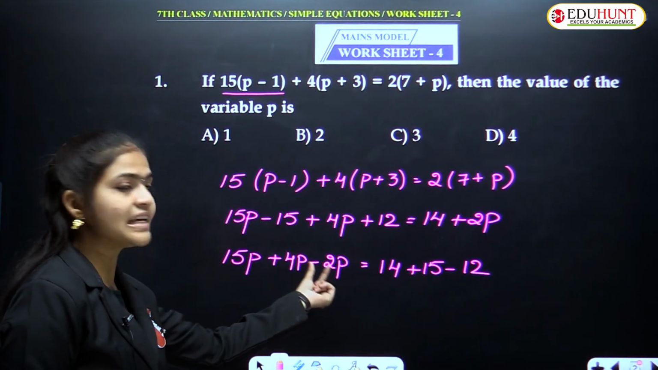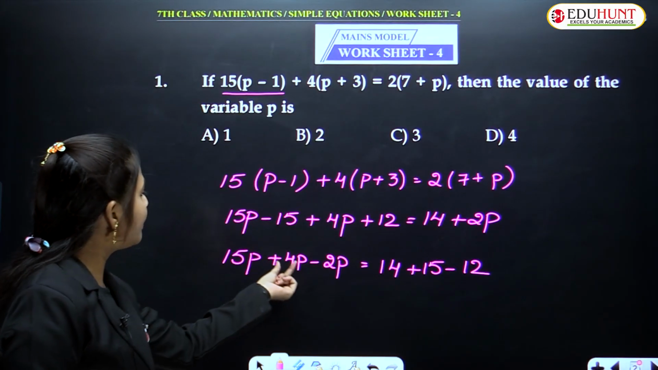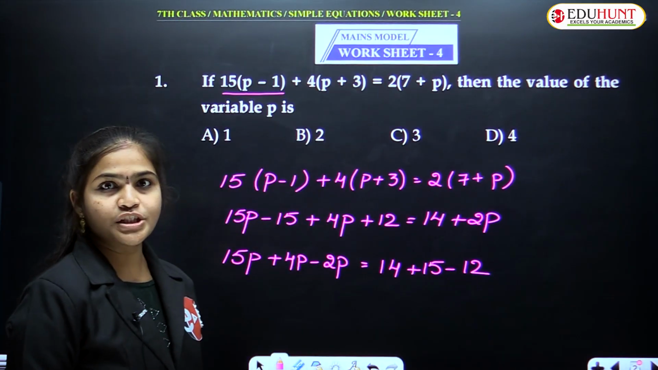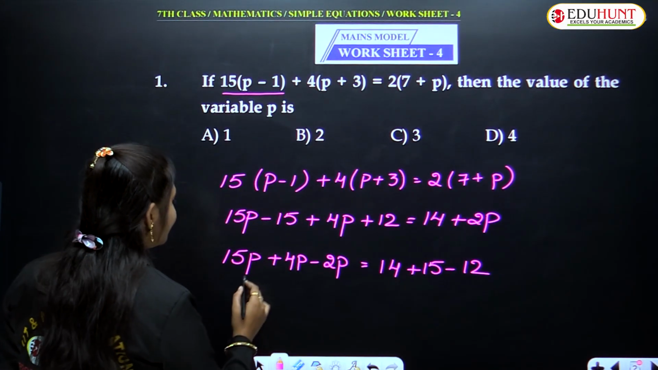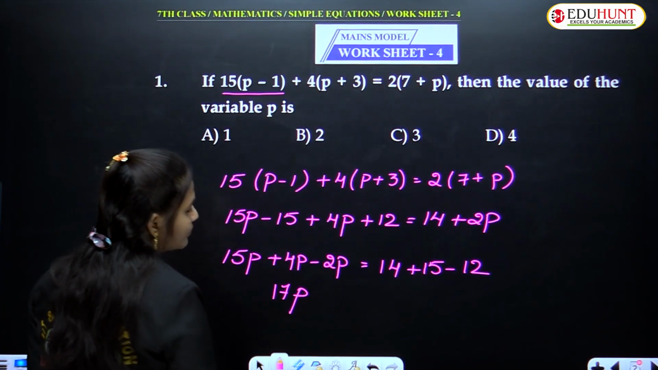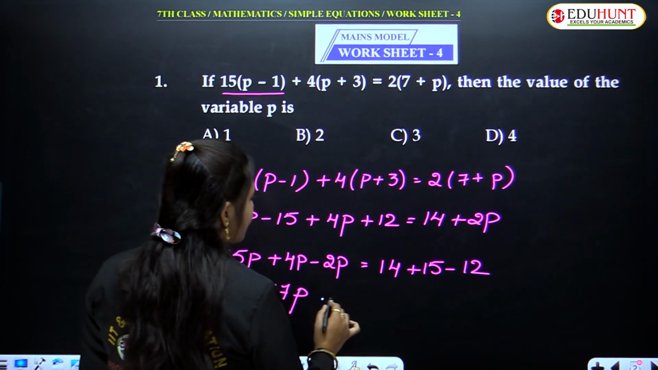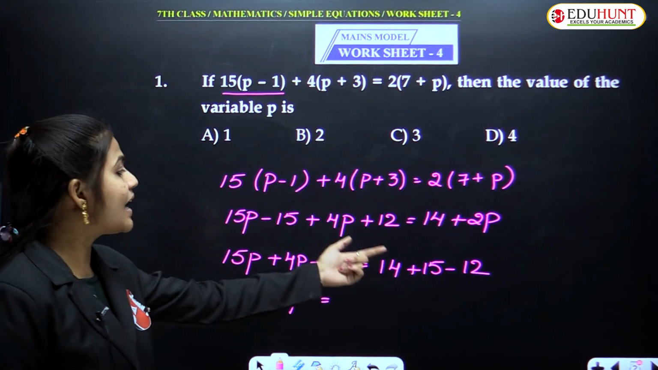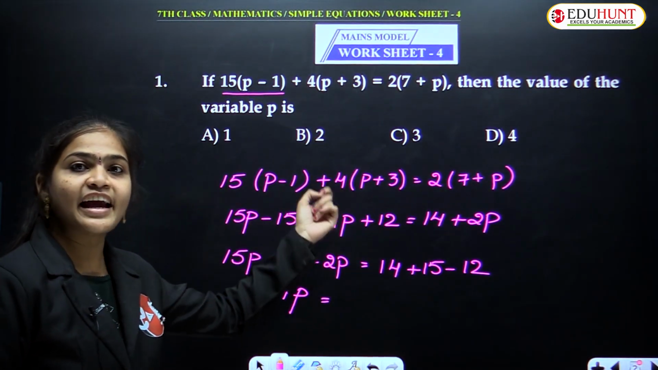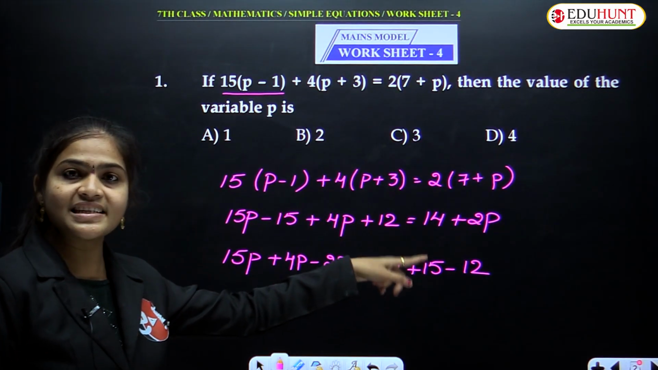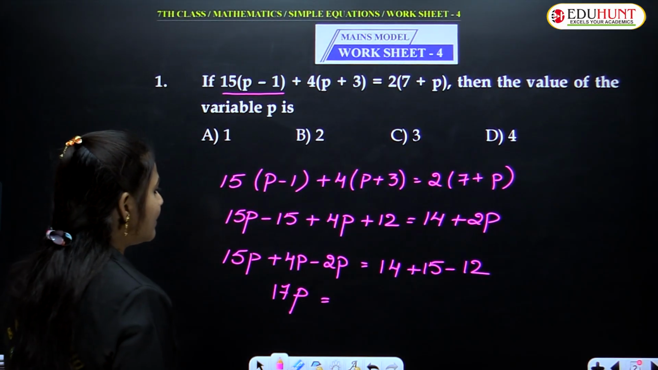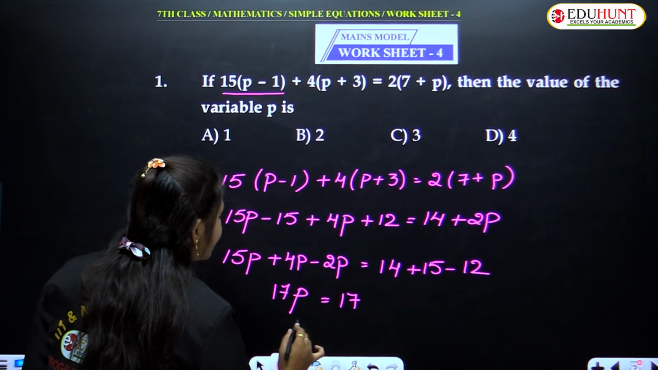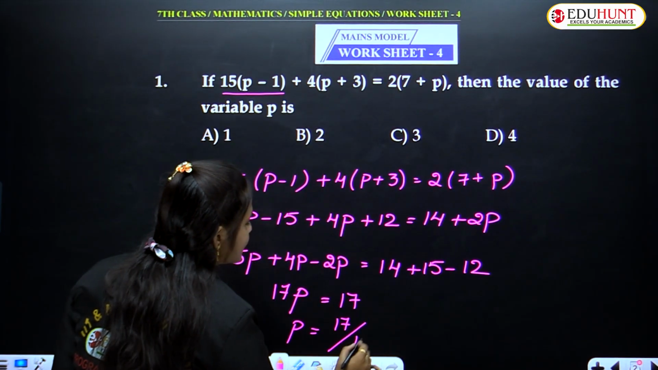After that, 15p plus 4p, all having the same variable, so that is 19p. 19p minus 2p is 17p. Which is equal to 14 plus 15, which is 29. 29 minus 12 is 17. And finally p is equal to 17 by 17.